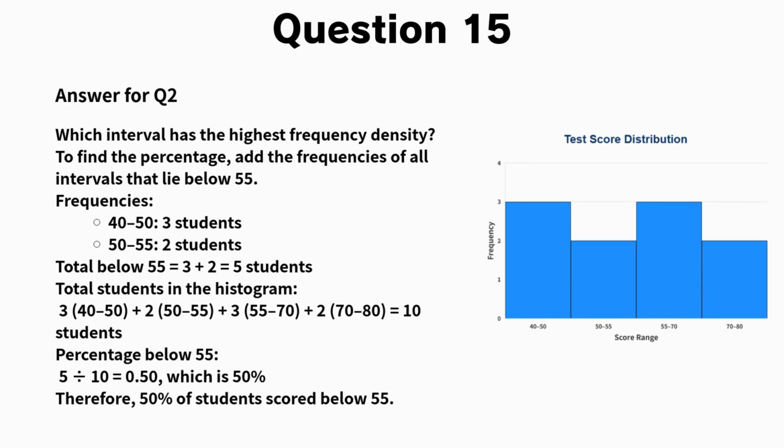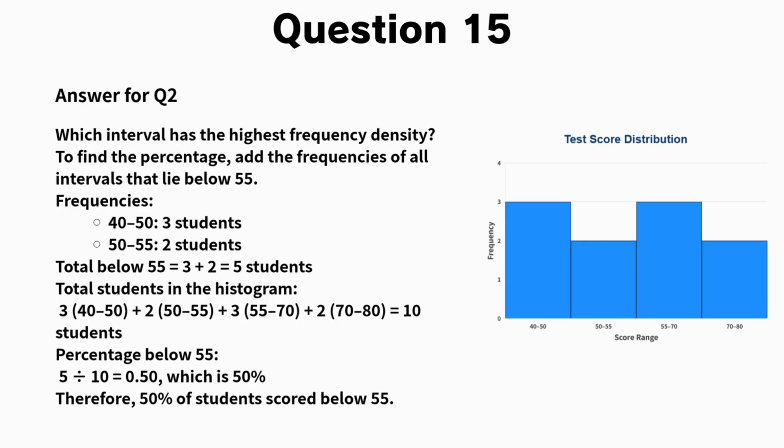Answer for question 2. 50% of students scored below 55. To find this percentage, we add the frequencies of all intervals that lie below 55. Looking at the histogram, the intervals below 55 are 40 to 50 and 50 to 55. The 40 to 50 interval has 3 students. The 50 to 55 interval has 2 students. So the total below 55 is 3 plus 2, which equals 5 students.